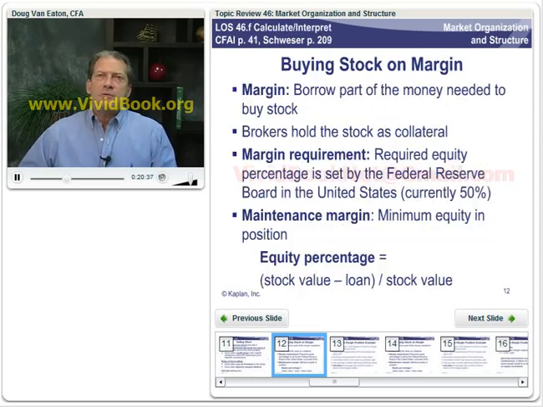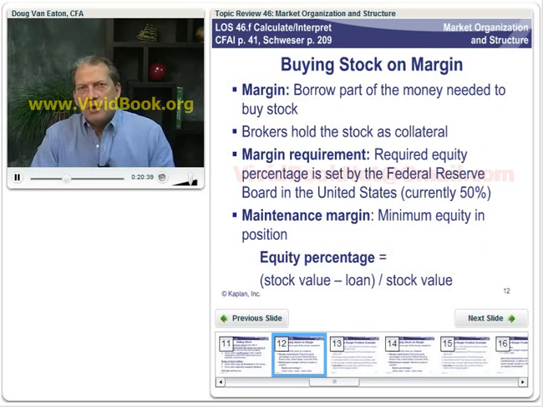Now let's talk about buying stock on margin. Margin purchases allow you to borrow a percentage of the purchase price of the stock.